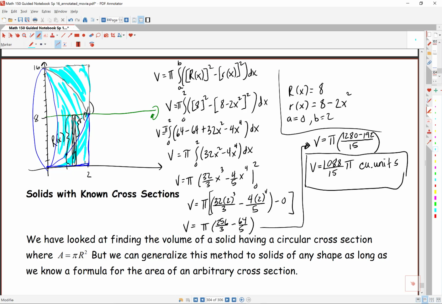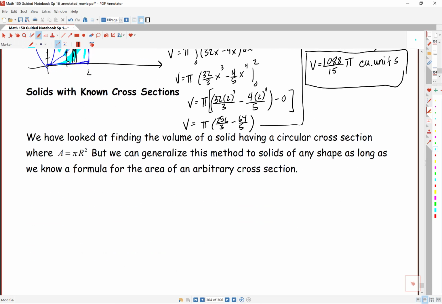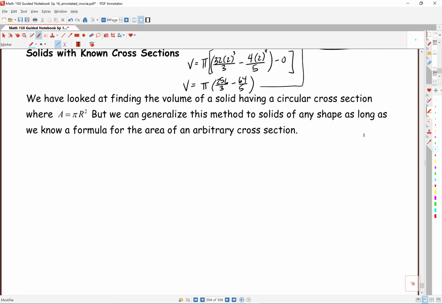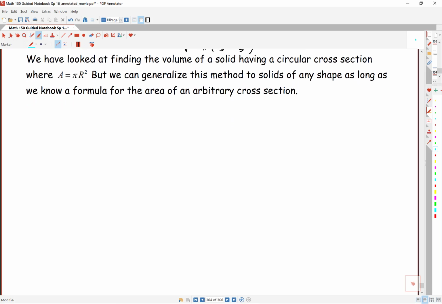Groovy? Awesome. Alrighty, so next there's a part about looking at solids with known cross sections. Alright, so on this one, given the amount of time that we've spent on the lecture, I think what we're going to do is we'll look at the first problem on here, but not the second one. So here we go, volumes of solids with known cross sections.